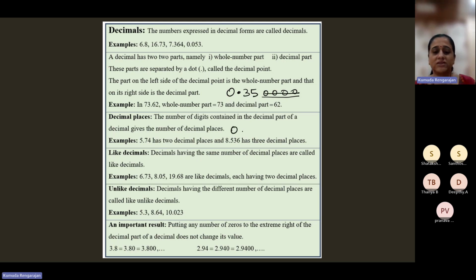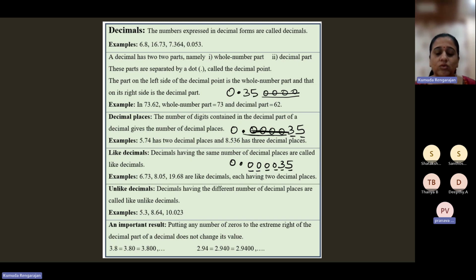But in this example, we have zeros after the decimal point, but they're not in the extreme right because after the zeros we have valid digits 3 and 5. So here you cannot remove the zeros. These zeros have value. It is 0.000035 and the number of decimal places is 1, 2, 3, 4, 5, 6 decimal places.